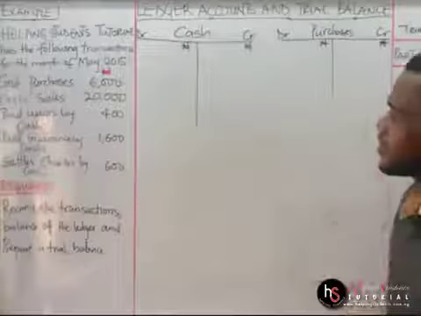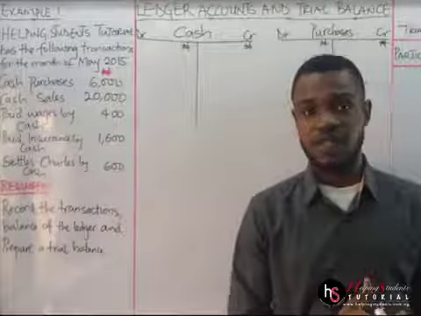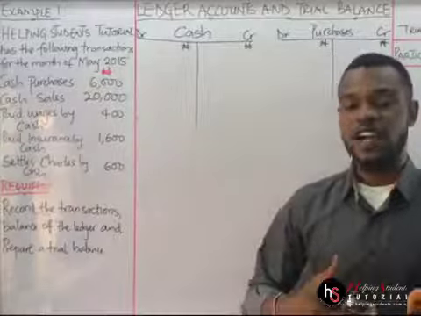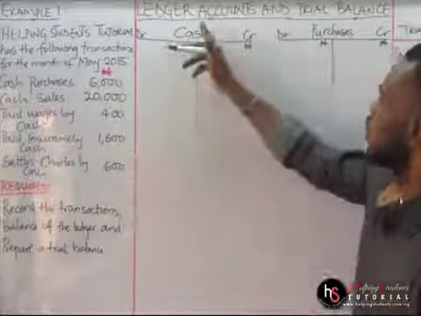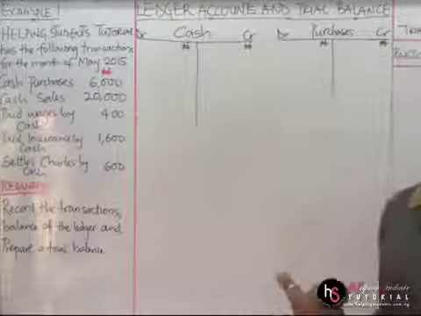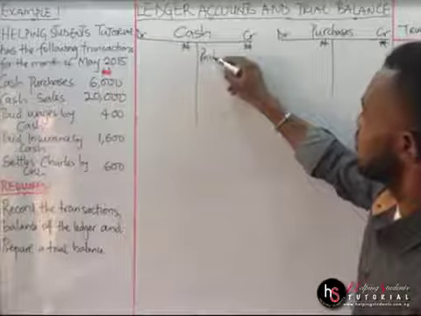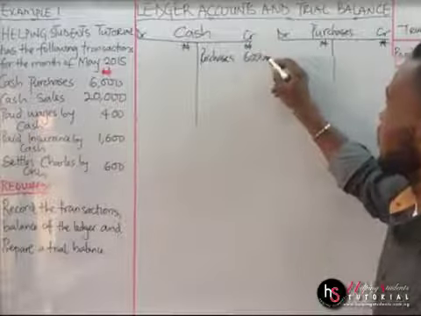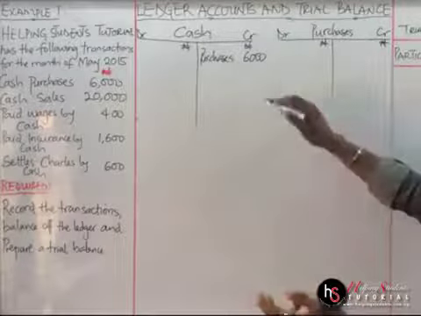So, to answer this, cash purchases. You remember, purchases is an expense, alright? When you spend money or when you buy something for the business, it's an expense. So what we do is this. Cash purchases, when you come under cash, all right, you credit cash, then you debit purchases. So we have purchases on this section. And the purchases is how much? 6,000. Okay?